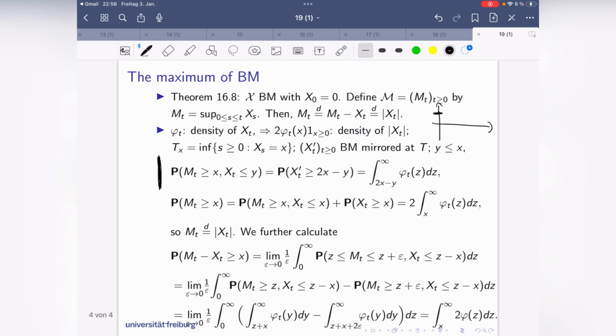I have an x here and I have a y here. And the event that I'm calculating here is that the maximum by time t is bigger than x, but X_t is smaller than y. So the path must be something like, well, it hits something above x and then drops below y. That's the kind of path that I'm looking at.